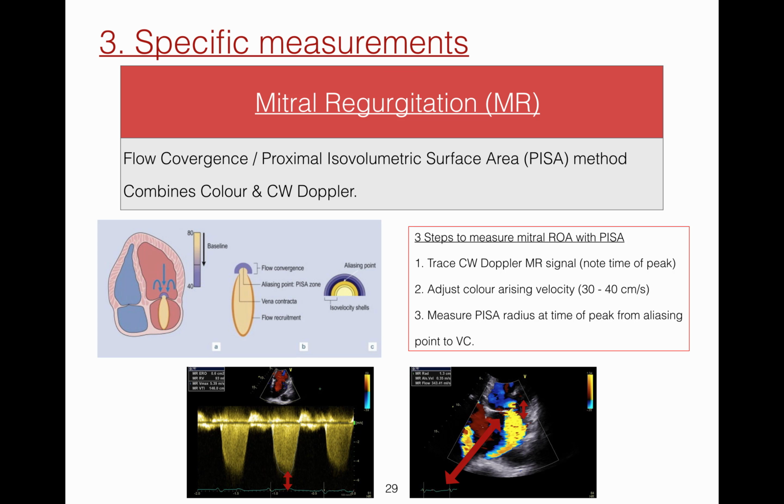Secondly, view the mitral regurgitant jet with color Doppler. Adjust the color aliasing velocity baseline down to between 30 and 40 centimeters per second and acquire an image. And thirdly, with the acquired color image with the baseline adjusted, measure the PISA radius at the time of the peak regurgitant velocity noted with the CW signal. Measure the PISA radius from the aliasing point, the color signal, to the vena contracta.